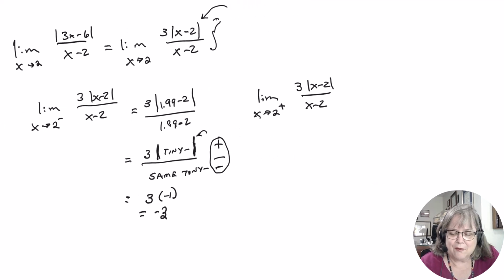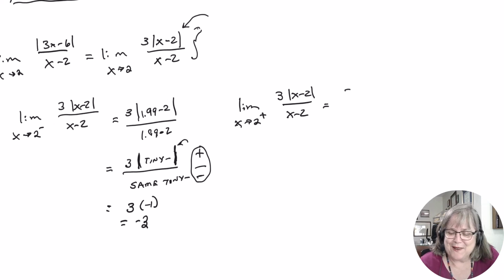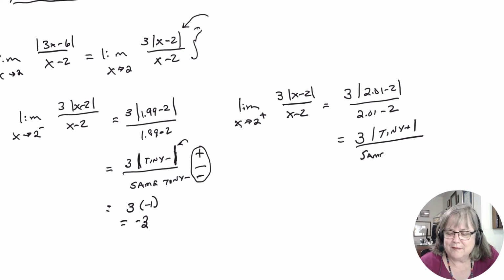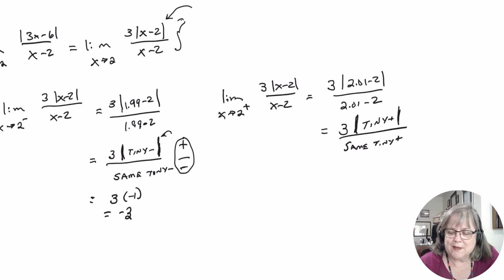A number to the right of 2 is 2.01 or something like that. So you'd go 3 times the absolute value of 2.01 minus 2 over 2.01 minus 2. So this would be 3 times some tiny positive number over the same tiny positive number. The absolute value of some tiny positive is still positive, and you have the same thing on top and bottom, like a 2 over a 2. So this would also be positive. So this is going to be 3 times 1.